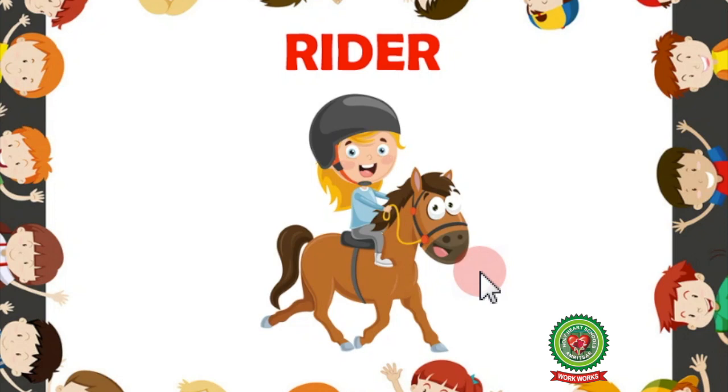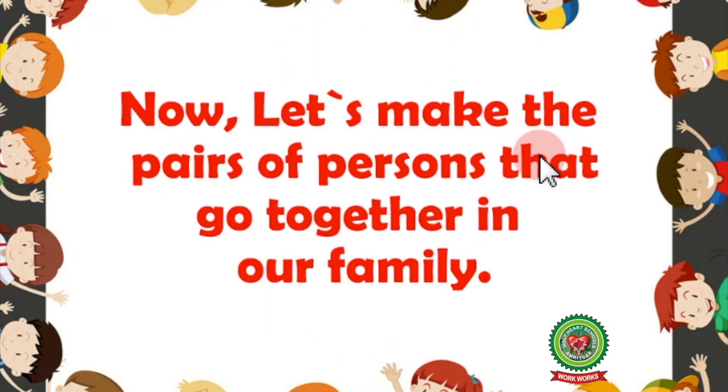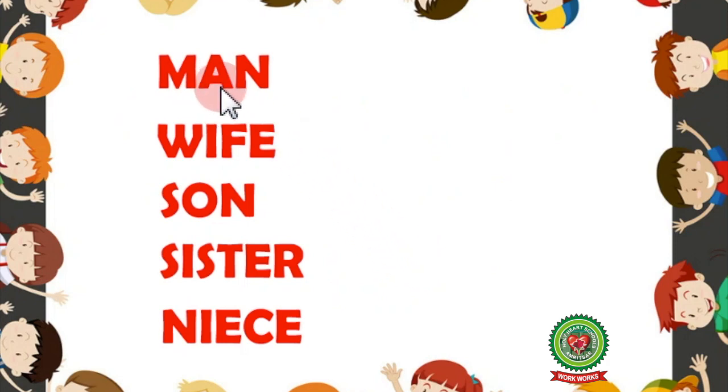So this way there are many more people whom we meet in our daily life. Now let's come to our exercise part. Here we will make the pairs of persons that go together in our own family. I have given names of few members that live with us in our family. Now you have to make the pair. Man, wife, son, sister, niece. Now just do it fast.